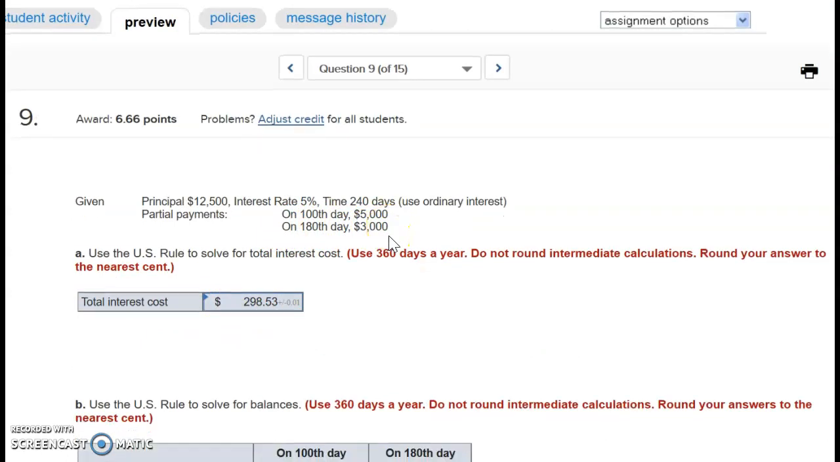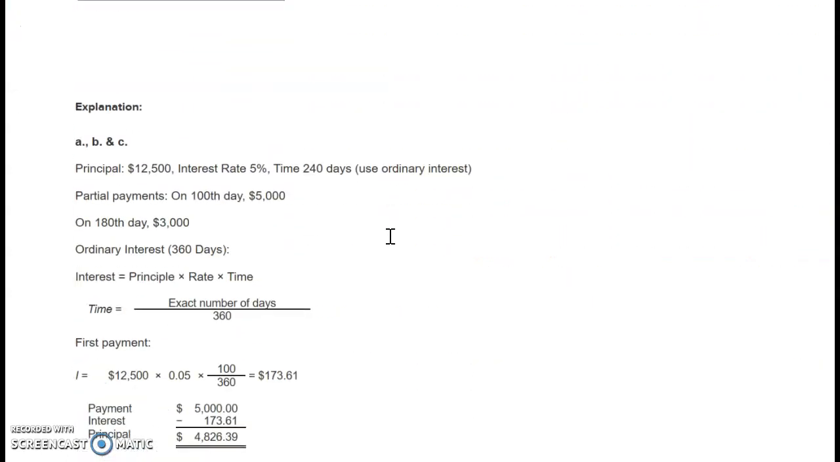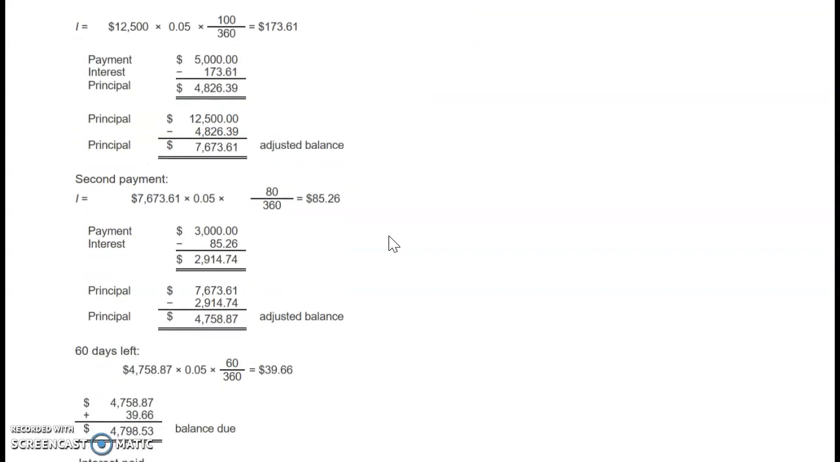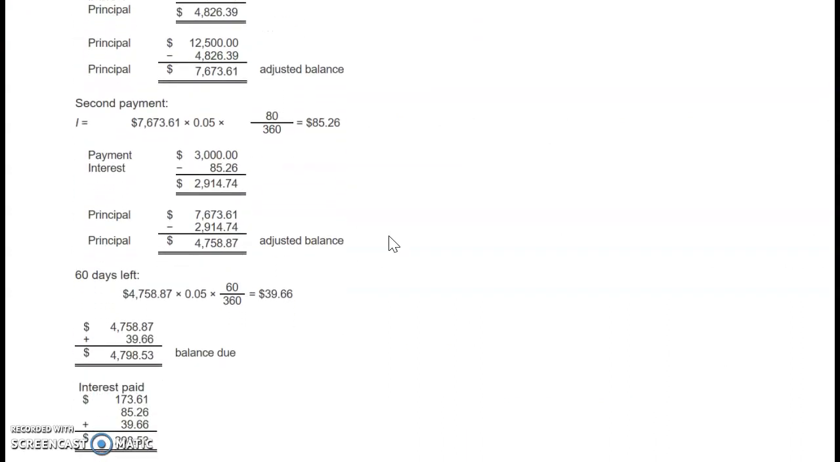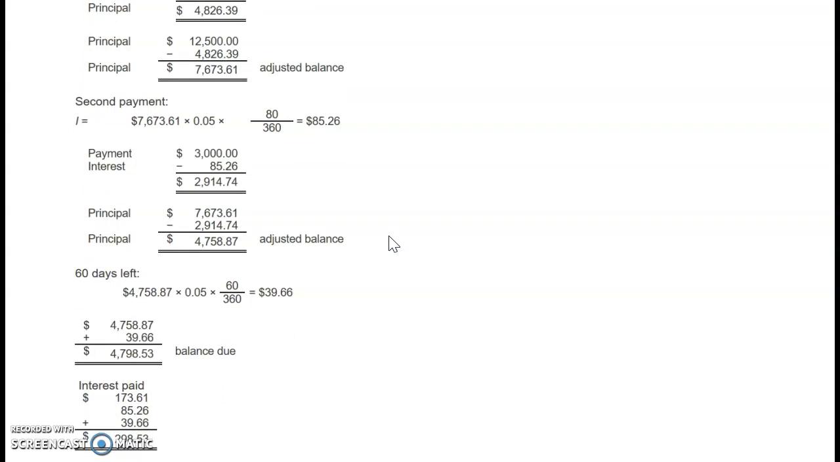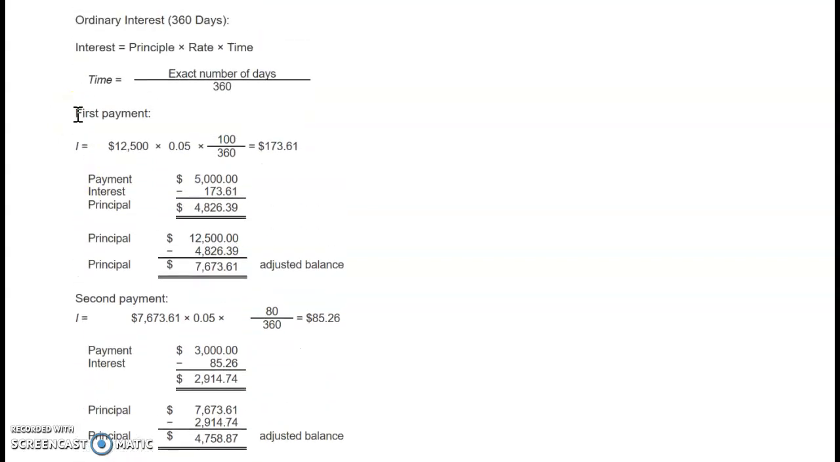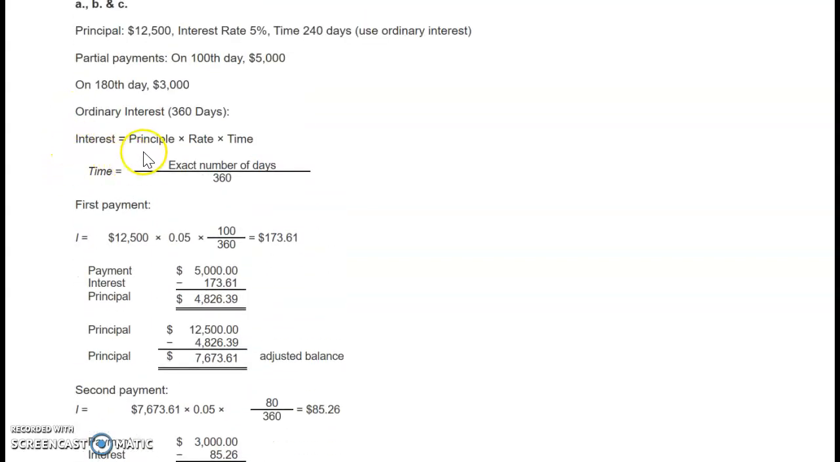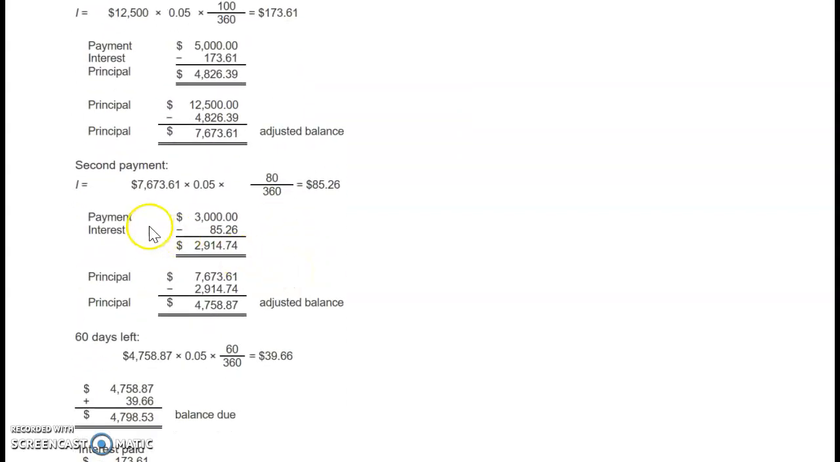Okay, so for the second payment, he makes the second payment up here in our original information on the 180th day for $3,000. So from day 100 until day 180 we have to calculate the interest. So that is 80 days, 180 minus 100. So we're going to use our interest formula. Interest equals principal times rate times time. So principal is the adjusted balance that you just calculated, after that first $5,000 payment.